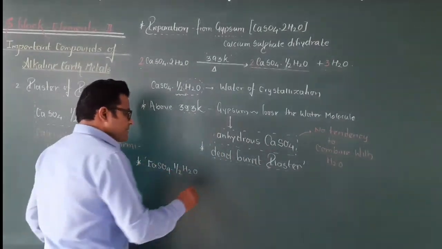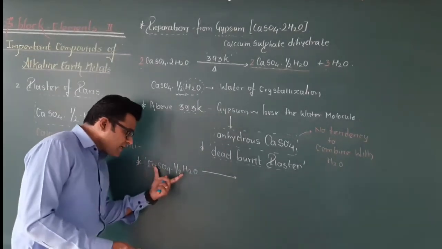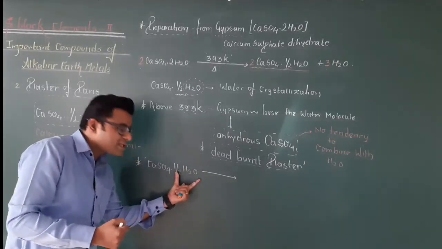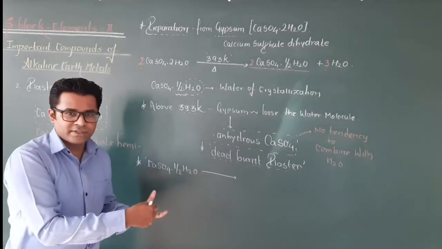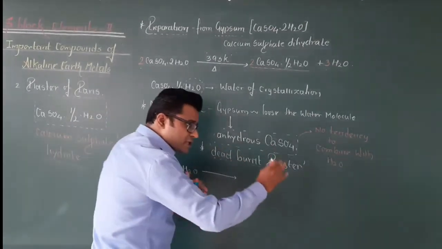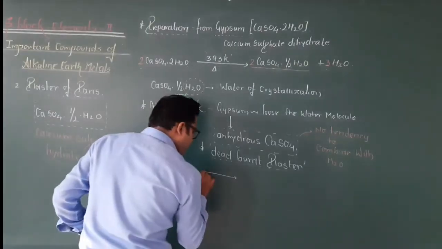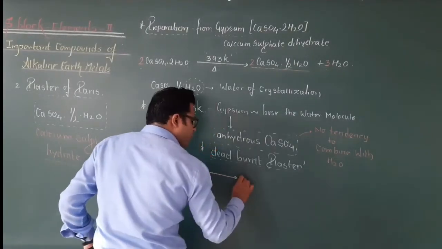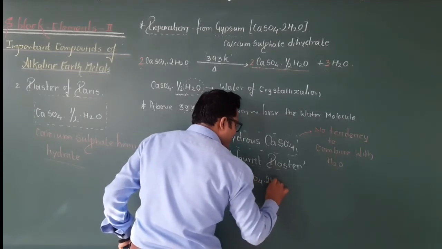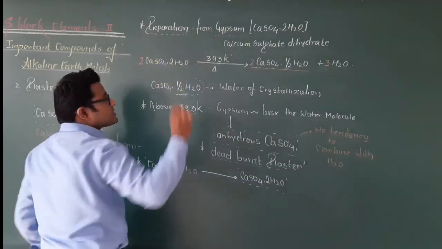As we pour water, the calcium sulfate hemihydrate will take up that water along with water of crystallization. It combines with this, and as it takes in the water of crystallization, its structure and arrangement change to form CaSO4.2H2O. Yes, this is forming back the gypsum.